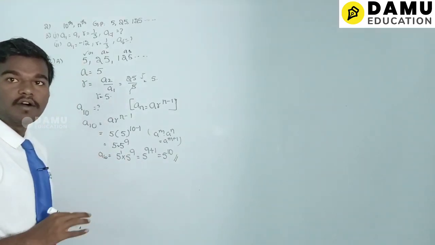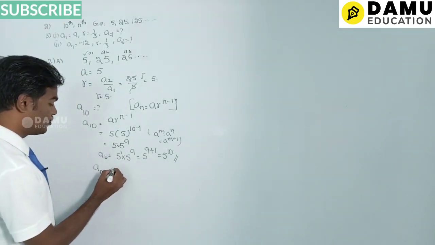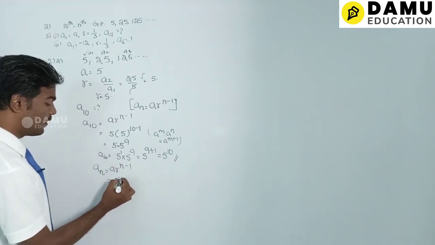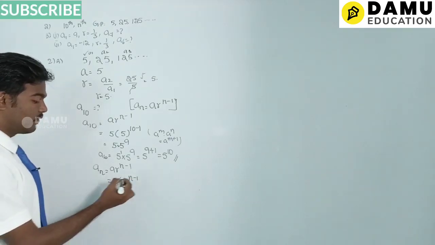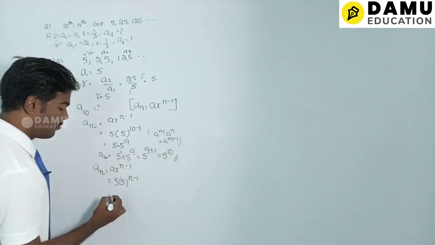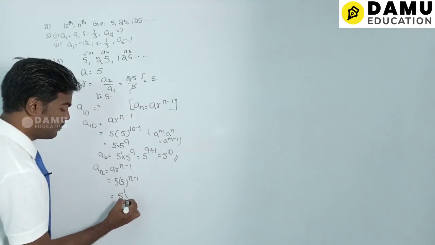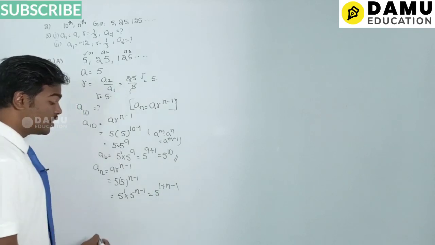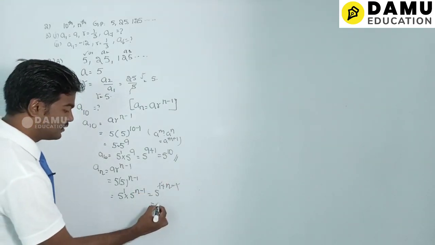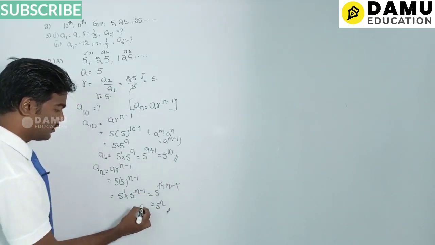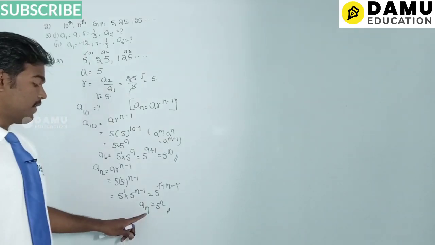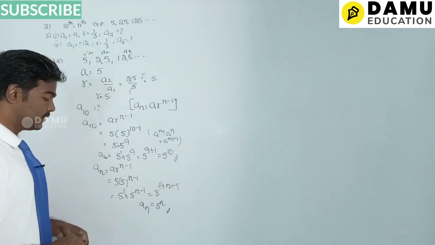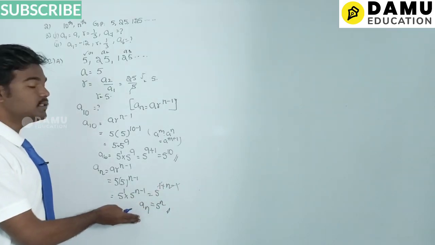Then what is the nth term formula? So An will be equal to A R power n minus 1. So An will be 5 into 5 power n minus 1. Same formula we are using here. So base 5 power 1 into 5 power n minus 1, that is 5 power 1 plus n minus 1. So plus 1 minus 1 will cancel, 5 power n. So An will be equal to 5 power n. This is the way to find the solution.